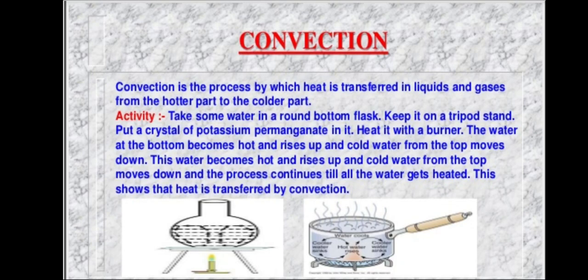So the water at the bottom becomes hot and rises up, and the cold water from the top moves down. This water which has just moved down will now become hot and rise up, and again the cold water present at the top moves downward. This process continues till all the water gets heated up. This is how the process of convection takes place.